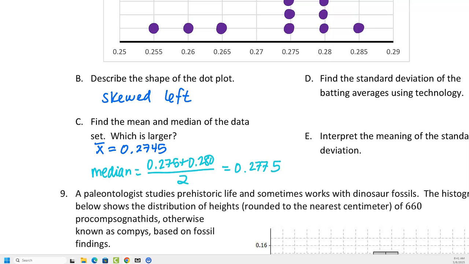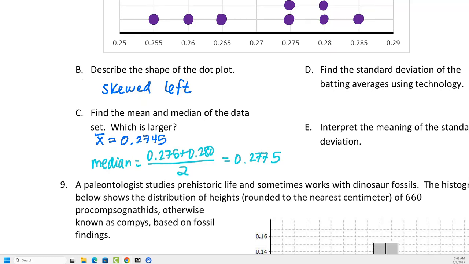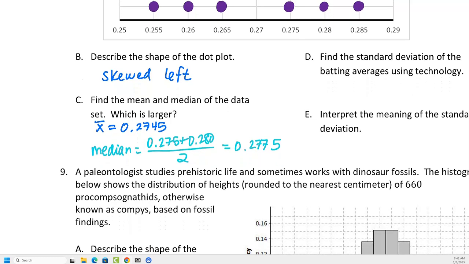I am going to write a little note here. I'll do it in this gray, and I'll just say, notice which one's larger? Yeah, the median is larger. So the median is larger than X bar. That's what we see here. And this is generally true when skewed left.